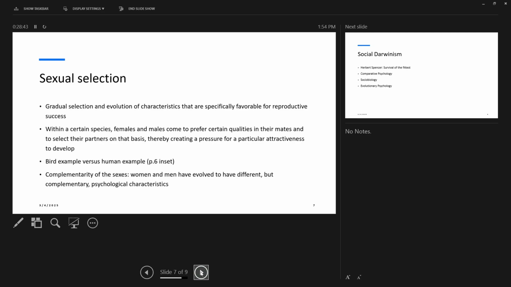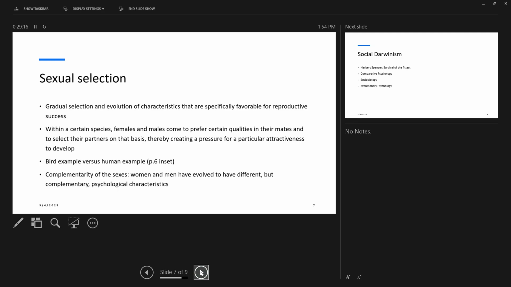You also talked about the human example, like the way that we choose to dress, that might be a way of attracting mates, and he talked about that. This was more controversial. Complementarity of the sexes, it's hard to say. Women and men have evolved to have different but complementary psychological characteristics. And here he goes the way of many different people, where he has some good thoughts about things, but maybe takes them a little bit too far.